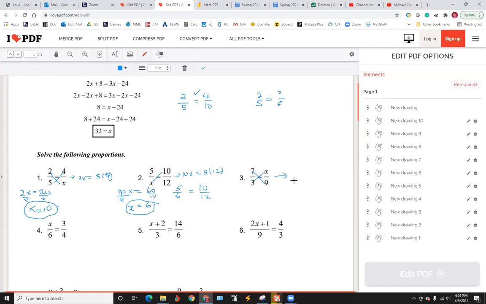X is 21. Okay, let's see. So 3x. And on this side, 7 times 9 is 63. And you are indeed correct that x is equal to 21.